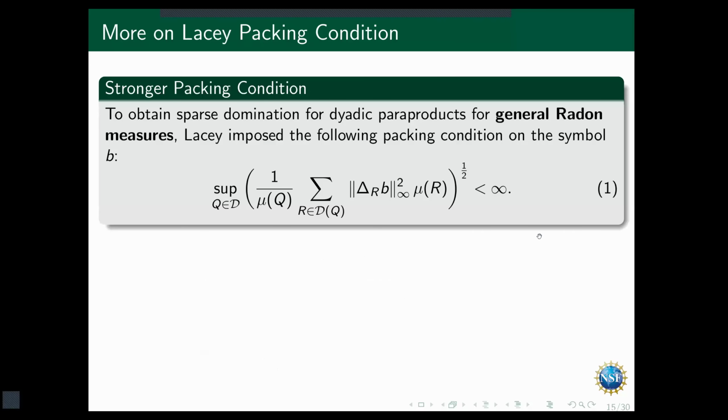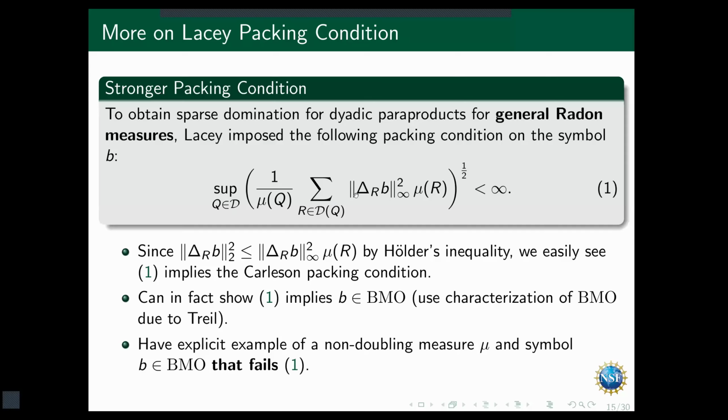Okay, let me tell you a little bit about this packing condition that Lacey assumed, which was stronger than it needed to be. So Lacey wanted to obtain sparse domination for dyadic paraproducts for general Radon measures. I think he also did something with martingale transforms and such in the same paper. But this is the packing condition that he imposed. And if you remember the usual Carleson packing condition, you don't have an L infinity norm on delta R B squared times mu of R. You have just an L2 norm squared.